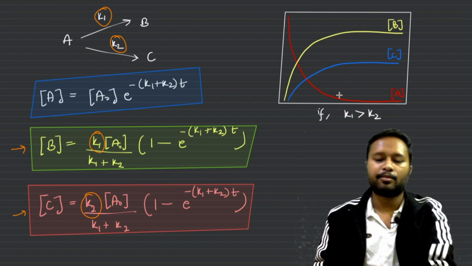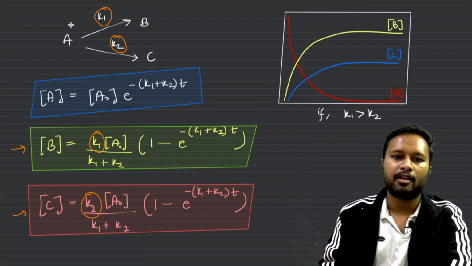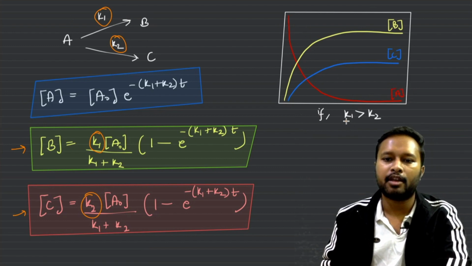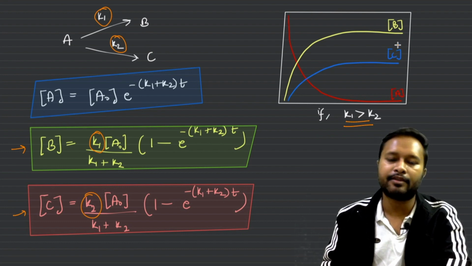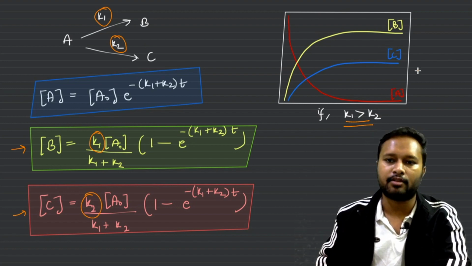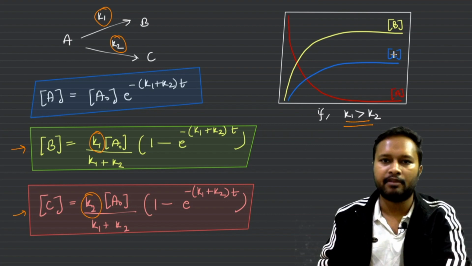Now the graph is also important for this type of reaction. A being on the reactant side, the concentration of A will always decrease. Here we have considered that K1 is greater than K2, so the rate of formation of B is more than the rate of formation of C. That's why the curve of B is higher and the curve of C is lower than that. If K2 is greater than K1, these graphs will just interchange their positions. That's all. So C will come above, B will come downwards.